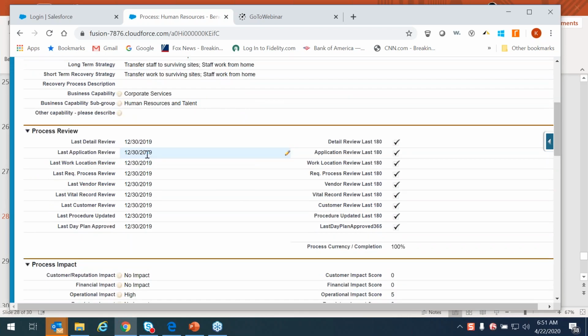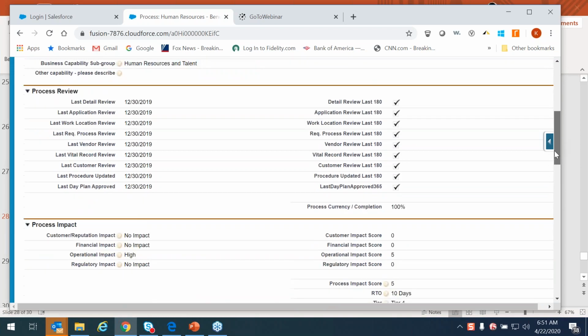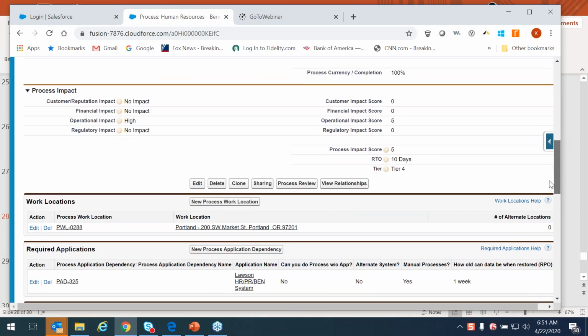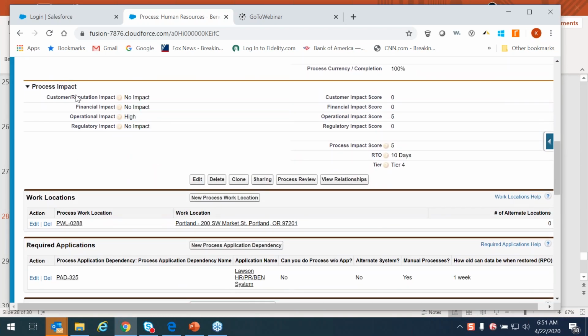This is the last time the business continuity planner reviewed each of these parts of this process. They're required again to do this every 6 months to make sure that they document anything that might have changed. Here's where we do our constant BIA. So we look at the impact that this particular process has on the organization, and we talk about it from a customer reputational impact, a financial impact, an operational impact, and a regulatory impact.